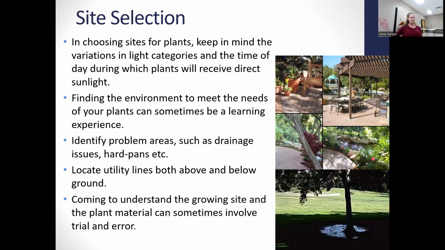Another thing, locate utility lines, both above and below ground. I know a lot of our newer neighborhoods have below ground utilities, which is good, but you still want to know that they're there. Call 811, call before you dig, and have them come out and mark all your utility lines, your water lines. You want to know where your septic tank is. You want to know where your lateral lines are. And you don't plant anything on top of that but grass.